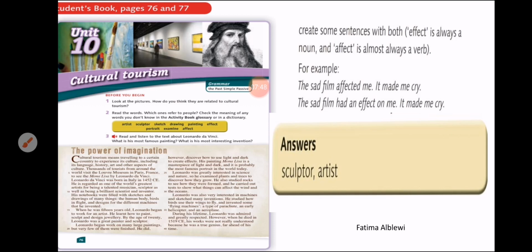Now, quote the sentence which indicates that Leonardo da Vinci was polymath. What does polymath mean? It means skillful. Okay. Now, he is regarded as one of the world's greatest artists for being a talented musician, sculptor, as well as being a brilliant scientist and inventor.